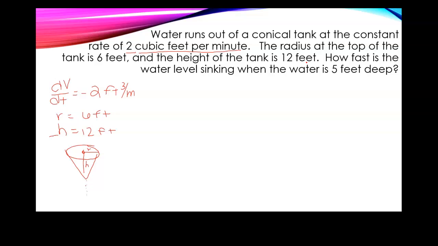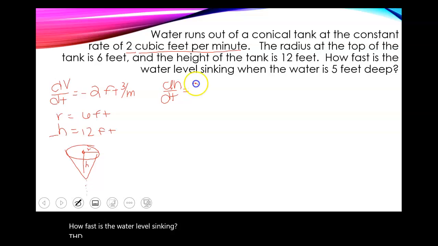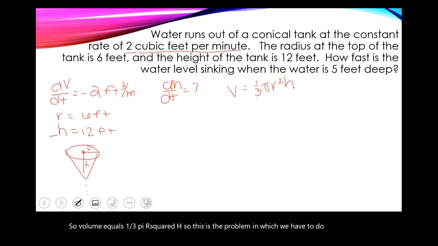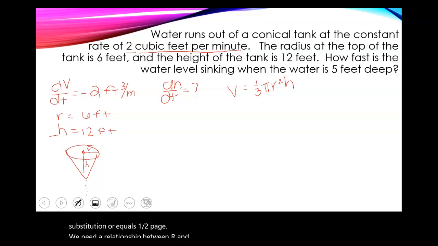How fast is the water level sinking when the water is 5 feet deep? So again, now I'm thinking, okay, how fast is the water level sinking? dh/dt. The volume of a cone is one third pi r squared h. So this is the problem in which we have to do a substitution. r equals one half h, where h equals 2r. We need a relationship between r and h. So I'm getting rid of r because I need dh/dt.